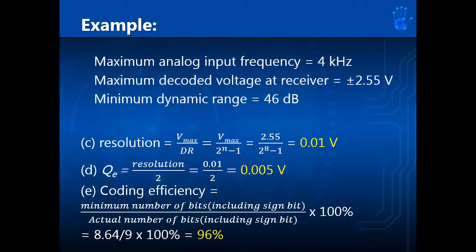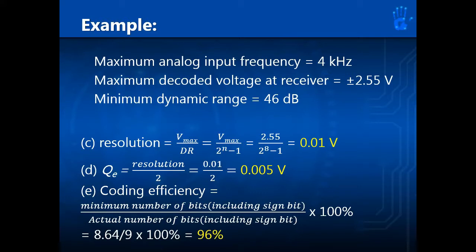We have a formula for this. Dynamic range equals Vmax over Vmin. Vmin is our resolution. So let's just manipulate the equation. We have resolution equals Vmax over dynamic range. So Vmax is given, 2.55 volts, divided by 2 raised to n minus 1, our dynamic range. And for the value of n, we're going to use 8, just considering the magnitude.